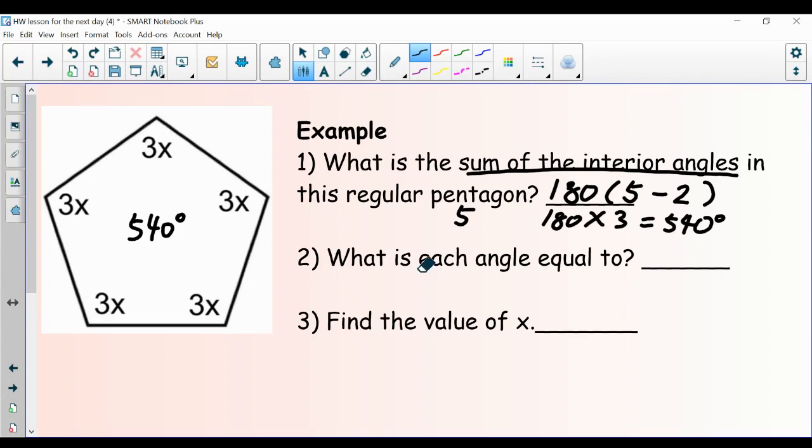And number 2, what is each of the angles equal to? So we just said that there are 5 angles. So the total of them is 540. What do we do? You divide. 540 divided by 5. And you can use your calculator, see what you get. By the way, anytime I ask a question, I would suggest you pause your video and try to answer it. I got 108 degrees.